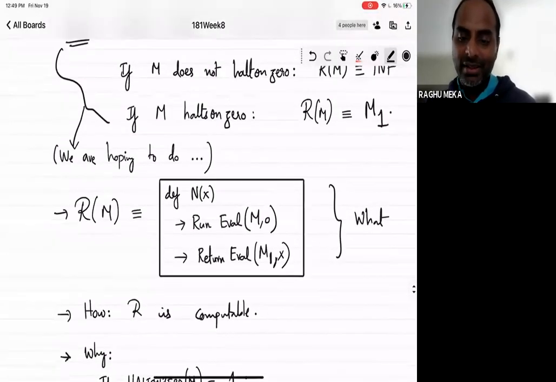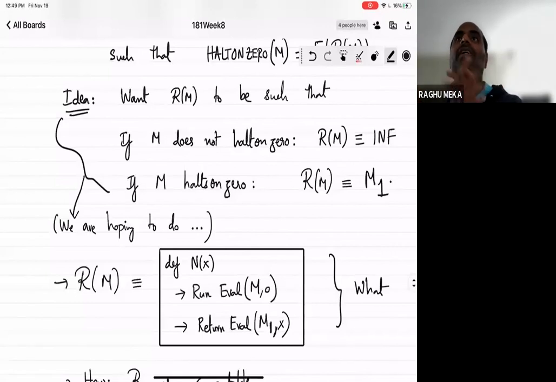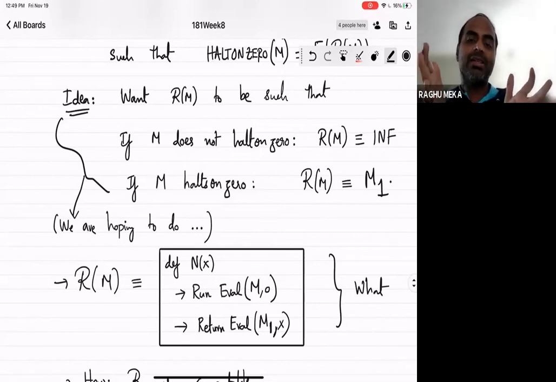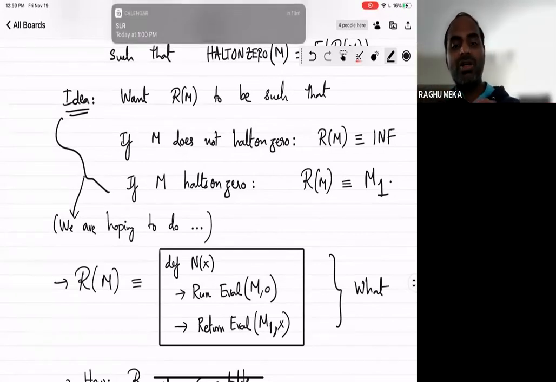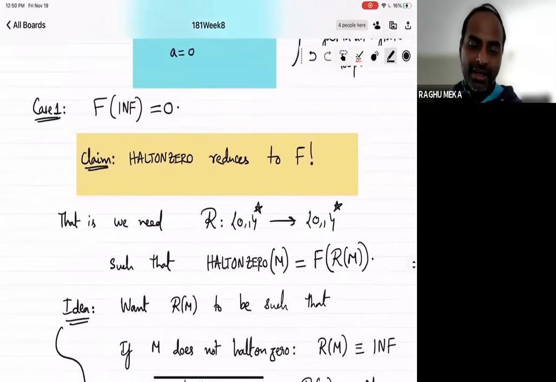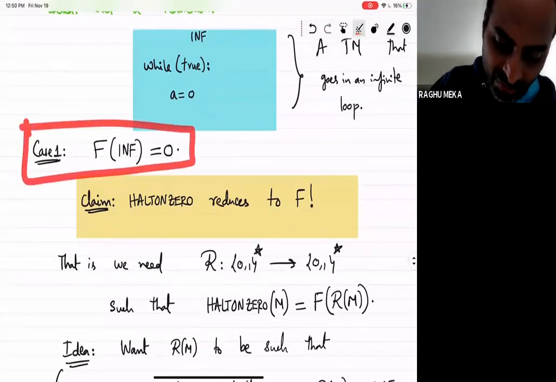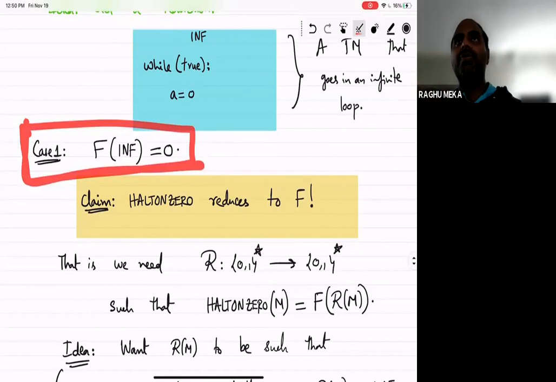It's a little mind bending, but basically what you're trying to do is exploit this dichotomy, right? I give you a program M and I ask you to check whether M halts on 0. Now I spit out a new program which has two behaviors. When M halts on 0, its behavior is identical to M1. When it does not halt, you just get an infinite loop. Okay, and there's one more thing, we assume that f of inf is 0.